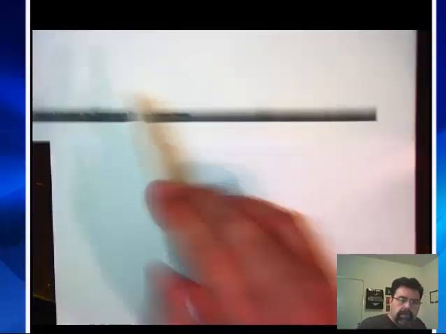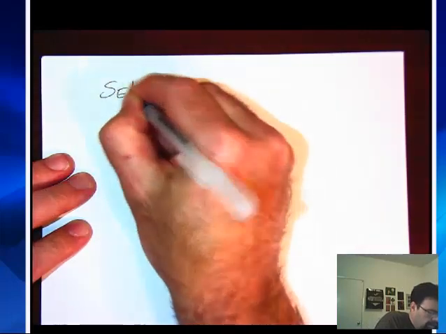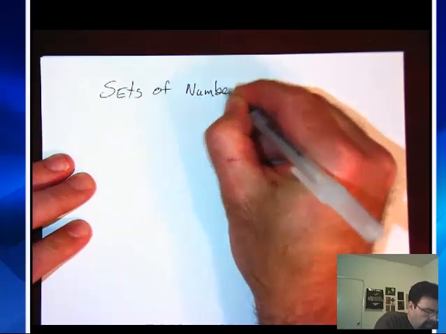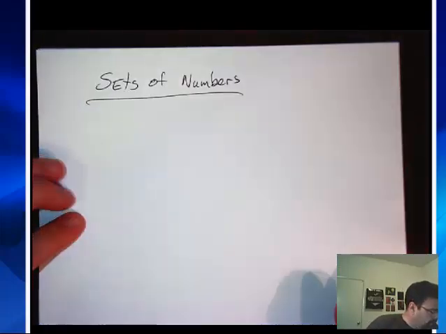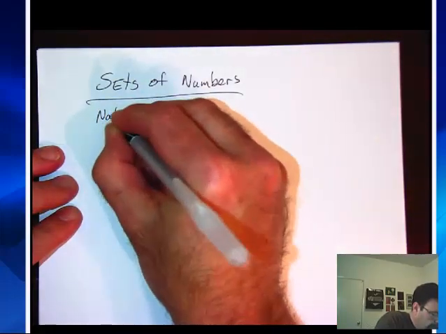Okay, so the next thing we want to talk about, well, actually it's our last thing we're going to talk about for this lesson, is sets of numbers. So what do we mean by sets of numbers? We kind of used some of the vocabulary already. It starts out with counting numbers, or we say natural numbers. So here we go, sets of numbers. Your first set is natural numbers.